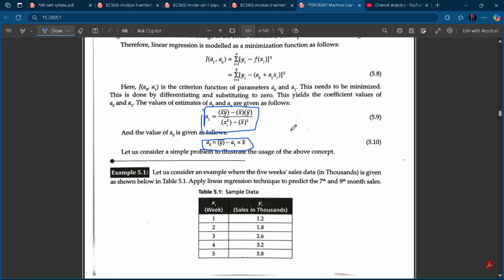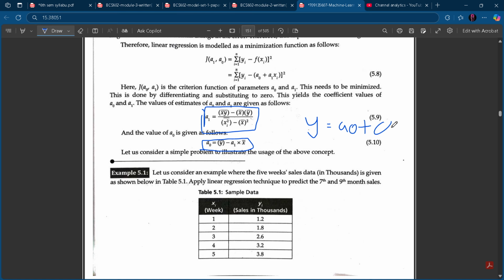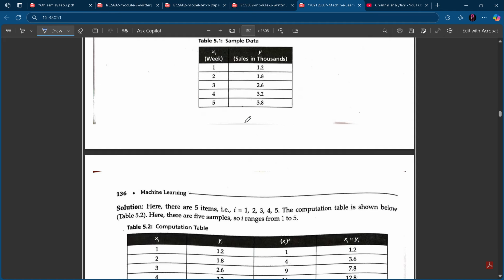Basically, the final answer which you get is y = a0 + a1 into x. This x will be the given test instance, so they'll ask you to find it. Here, we need to find a0 and a1. So the value of a0 is here, and what are these values? Let's just see here, you will understand.